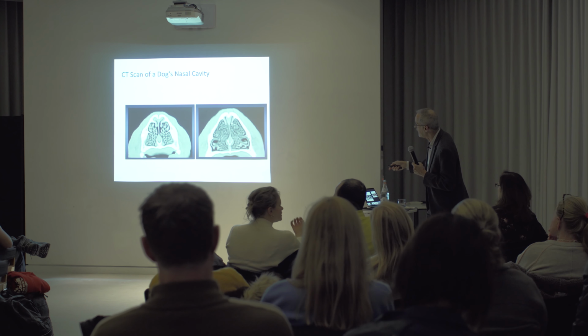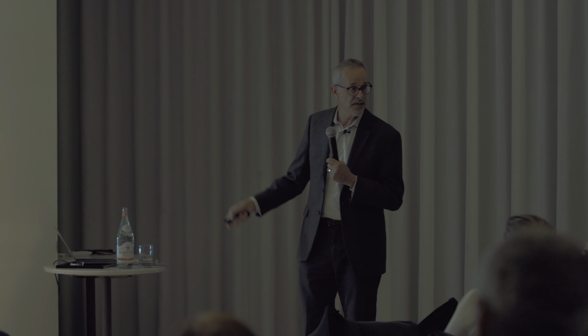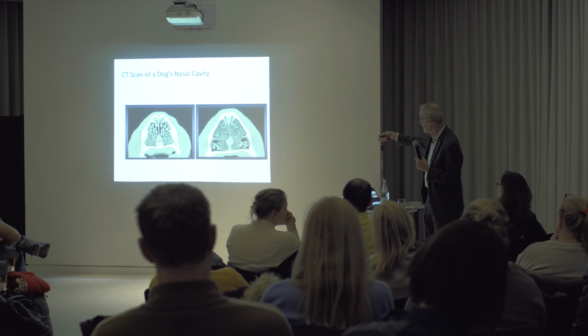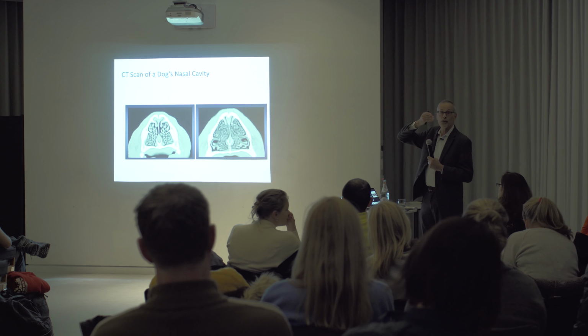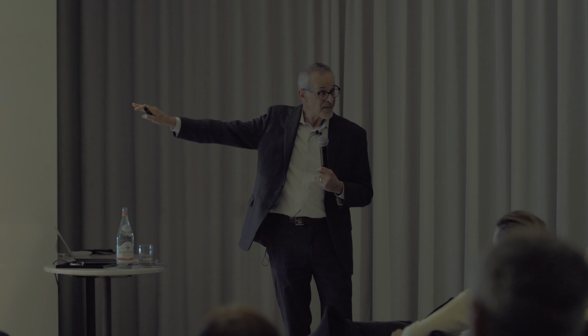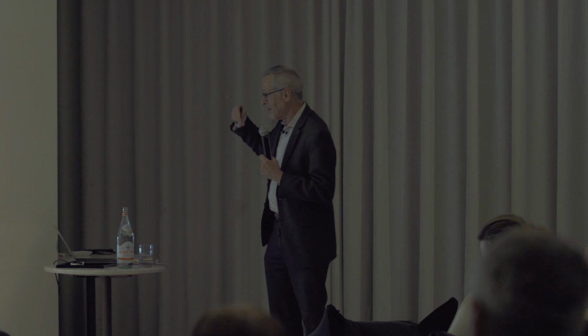This is the olfactory epithelium. Remember I told you it's highly convoluted? You can really see how much surface area there is in a dog's nose. And this is another cross section a little bit further back toward the eyes. There's lots and lots of olfactory cells here that are really amplifying the signal.